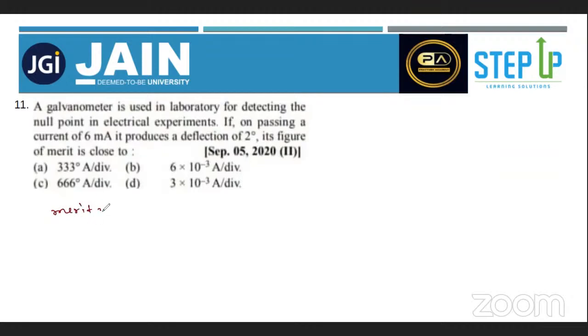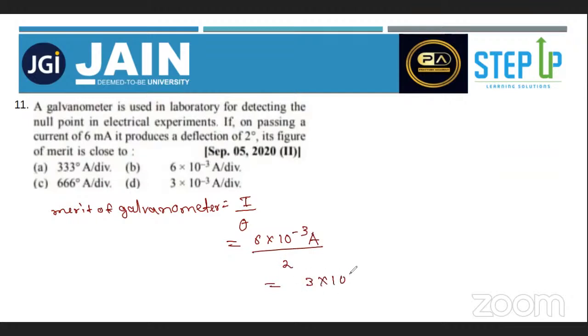The formula to find the merit of a galvanometer is current upon deflection, I upon theta. Here I is given as 6 into 10 to the minus 3 ampere, and theta is 2 degrees. Solving this, it becomes 3 into 10 to the minus 3 ampere per division.